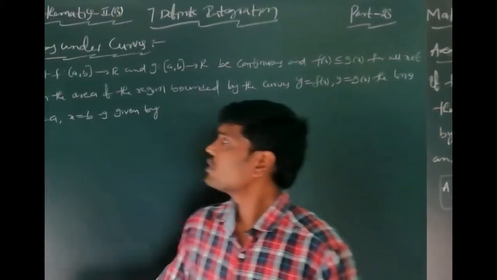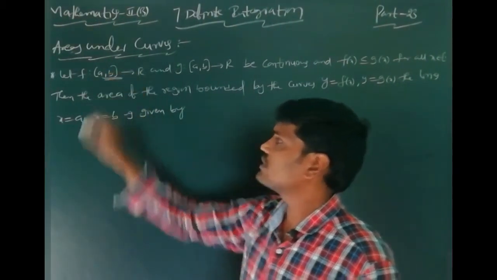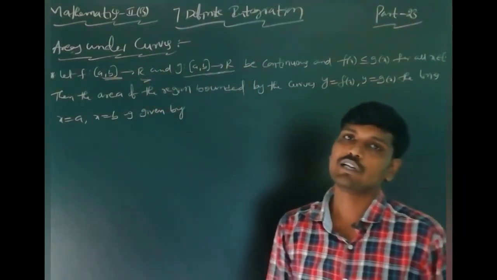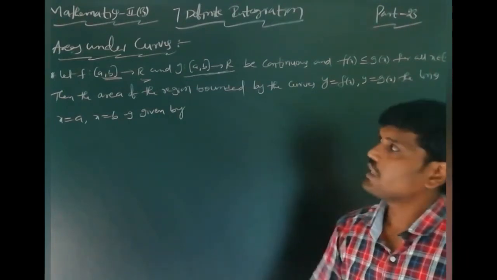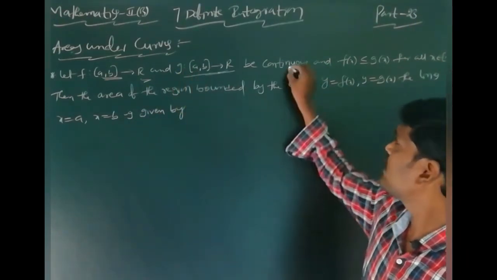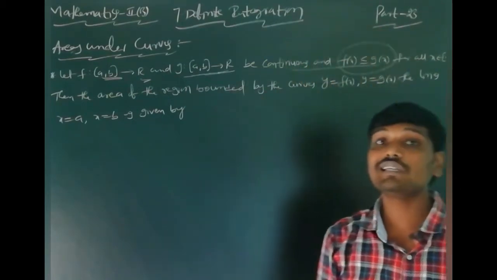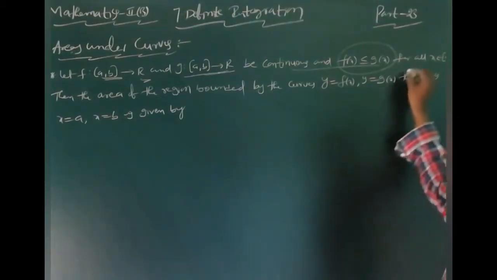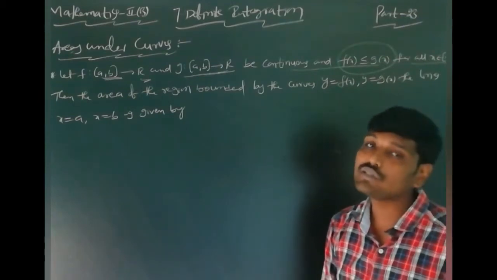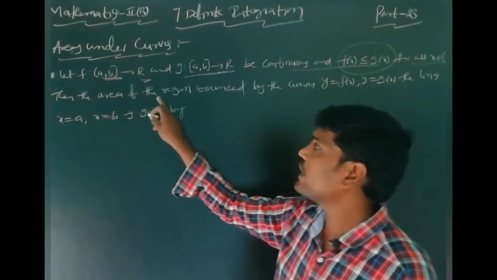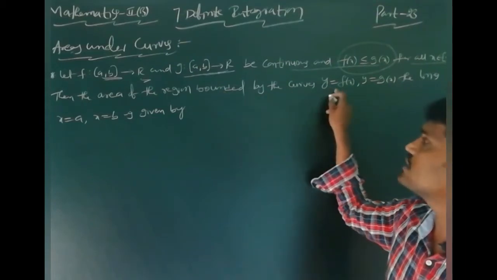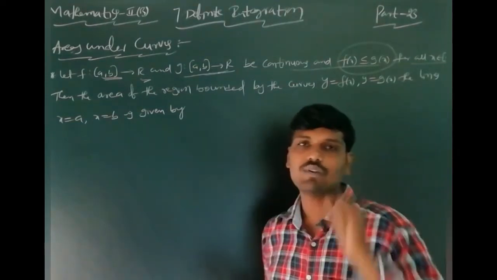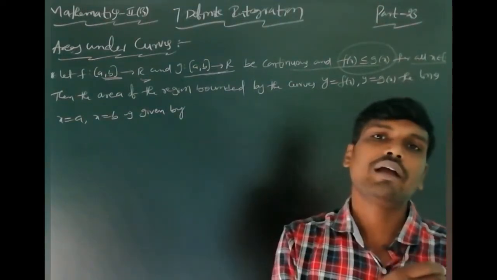Next one: here f and g are functions from [a, b] as the domain to R as the codomain. Here f and g, two functions, are given and are continuous. Here f of x is less than or equal to g of x for all x belonging to the closed interval [a, b]. Then the area of the region bounded by these two curves. Here how many curves are given? The curve y is equal to f of x is given. The curve y is equal to g of x is given. Two curves, their domain and codomain are also given.